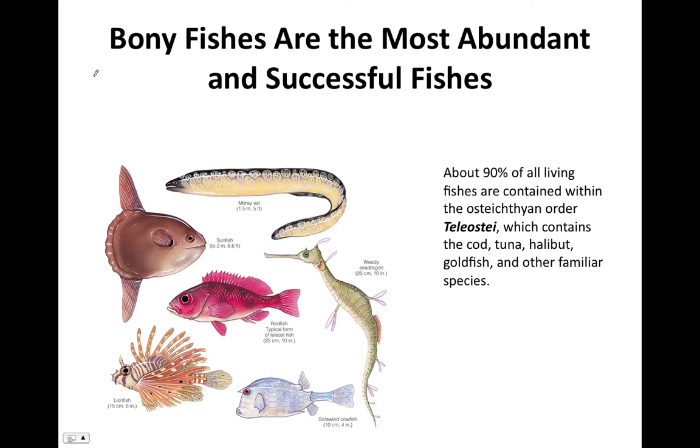Bony fishes are the most abundant and successful type of fish, and they are very, very diversified. About 90% of all living fishes are contained within this group, the bony fish, and they include very common species I'm sure most of you have heard of, including cod, tuna, halibut, goldfish, seahorses, all different types of fish. So if you're thinking of a fish, most likely it is a bony fish. What makes a bony fish different from a cartilaginous fish is that it has calcified bone. Its bones are made up of calcium.